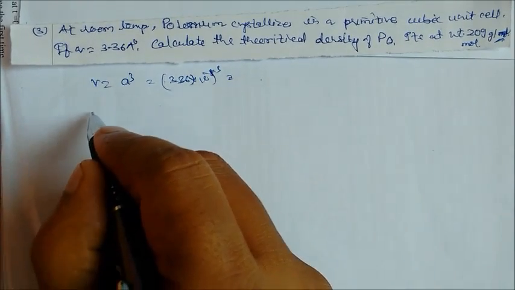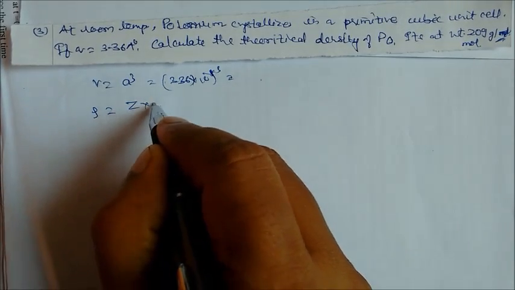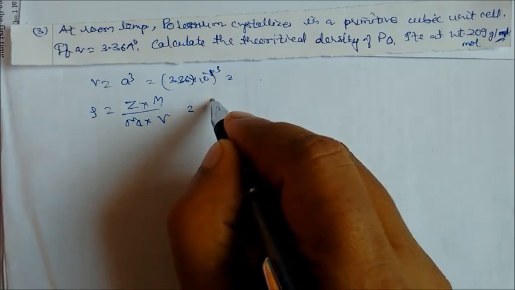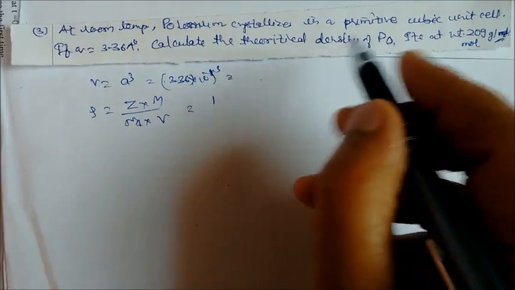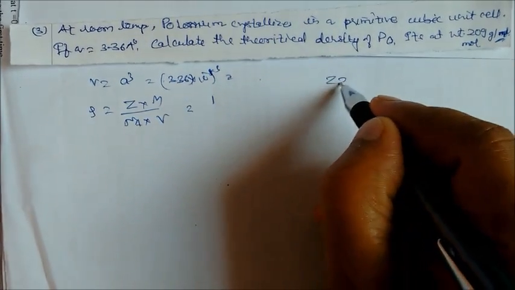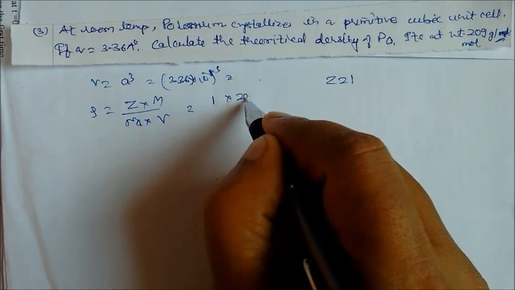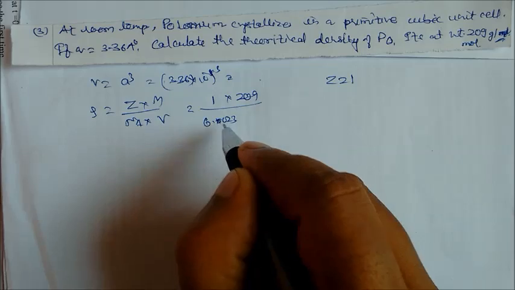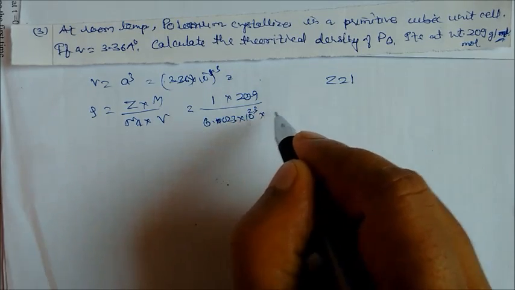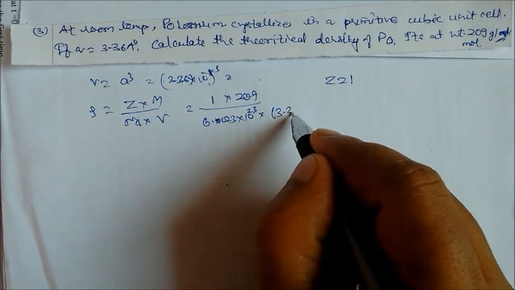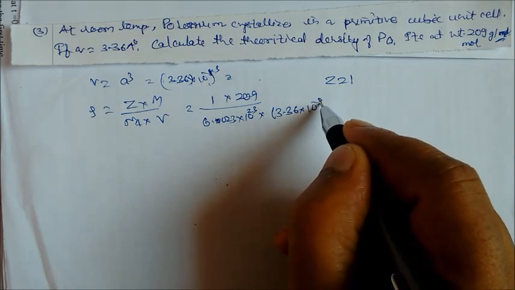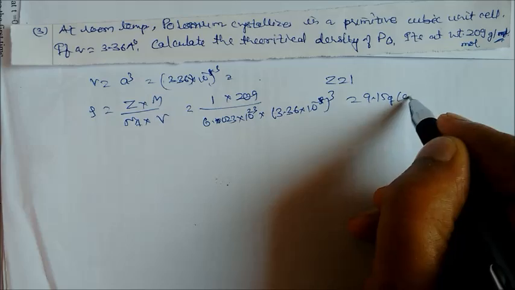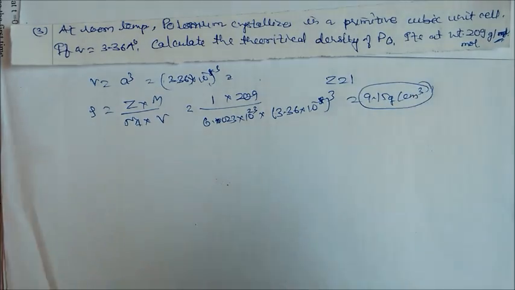Here, density equals Z into M divided by Avogadro number into volume. Z is 1, as this is a primitive unit cell. So 1 into 209 divided by 6.023 into 10 to the power 23, and the volume is 3.36 into 10 power minus 8 whole cube. On solving we will get 9.15 gram per centimeter cube. So this is our answer.